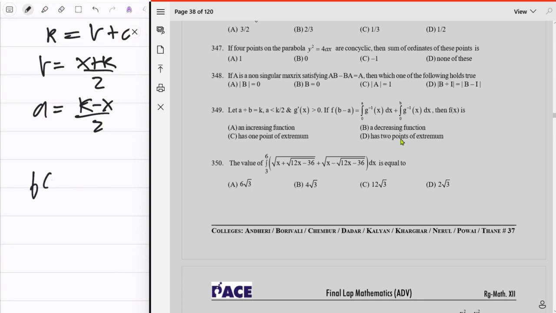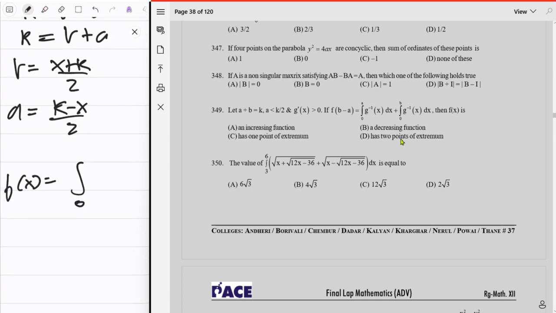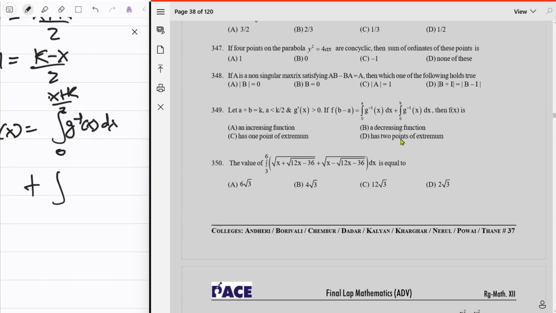So basically f of x is equal to this thing, integration from 0 to (x plus k) upon 2 of g inverse of x, whatever, plus integration from 0 to, okay, here they already used x, just replace it with t here, why not. So just (k minus x) upon 2, and then just have g inverse of t dt. What else are you saying?